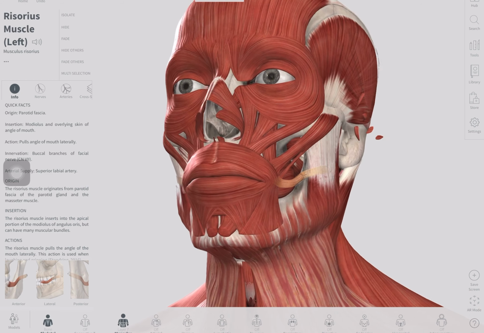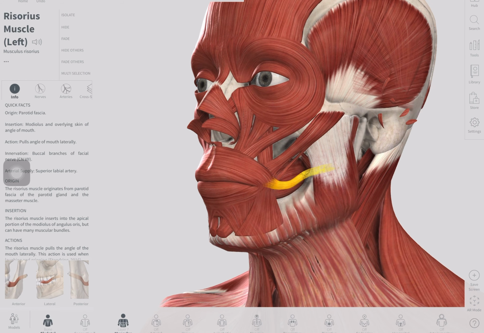So you can see there's a lot of muscles associated with the mouth. We saw the depressor, the one that lifts the mouth, the one that pulls the corner of the lip down, or the mouth down. And we can also see that we have the risorius here. Now, let's go to some of the other ones.